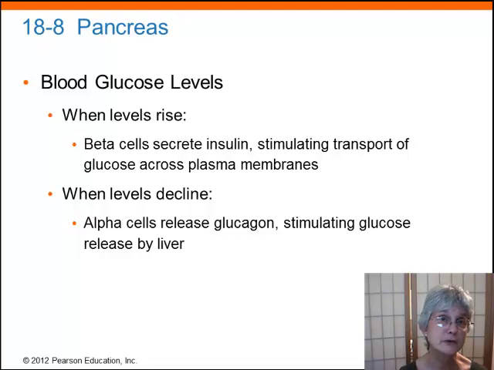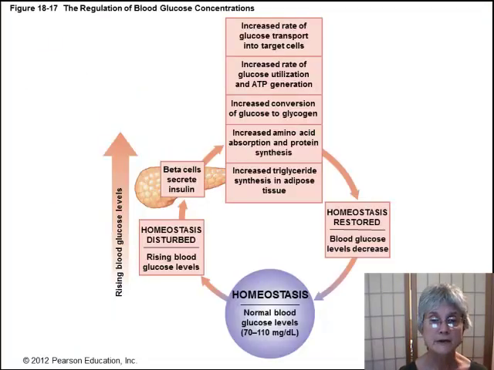If it's been a while since you've eaten, your glucose level may be dropping, then the alpha cells secrete glucagon. And glucagon is the antagonist to insulin. That is, it brings your blood glucose levels back up, mostly by stimulating the liver to release the stores of glucose. So in this diagram, you can see the effects of insulin.